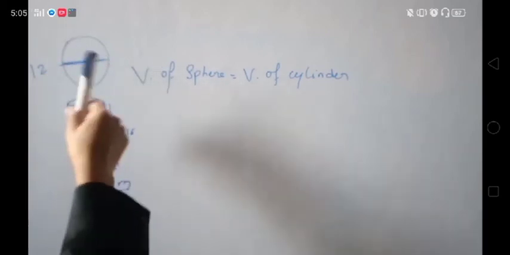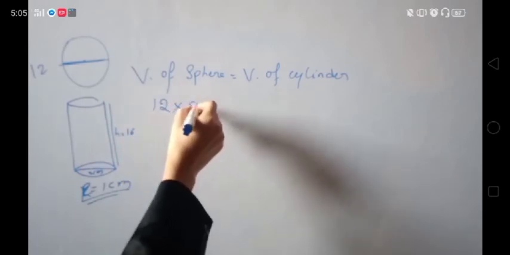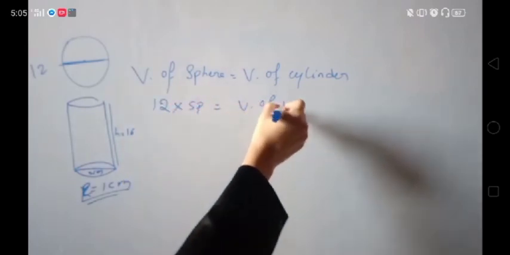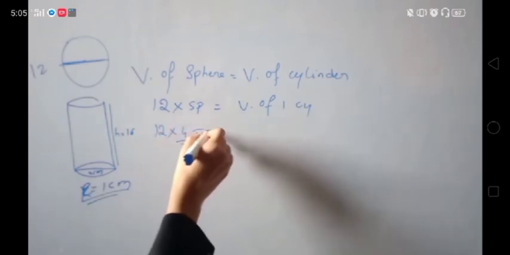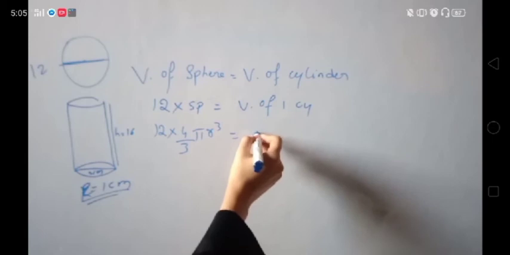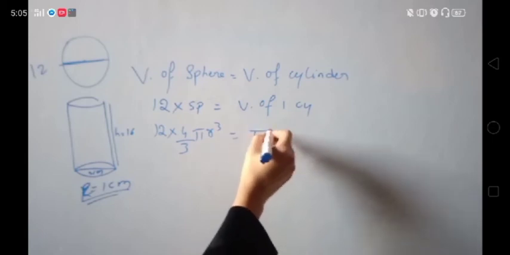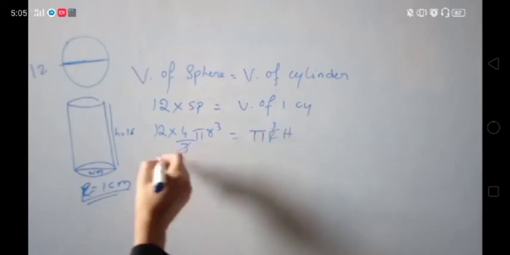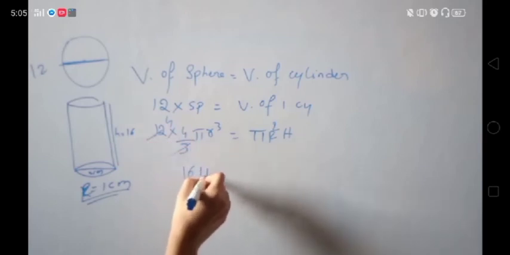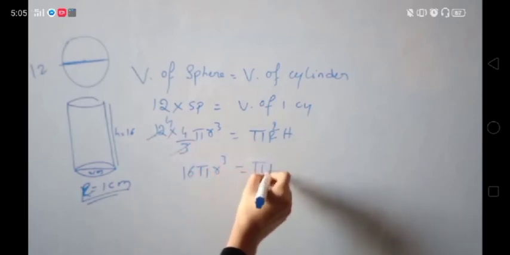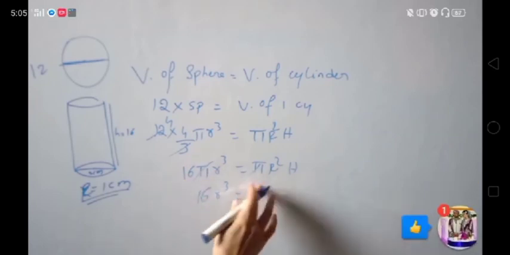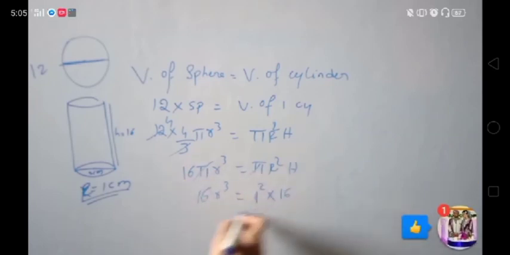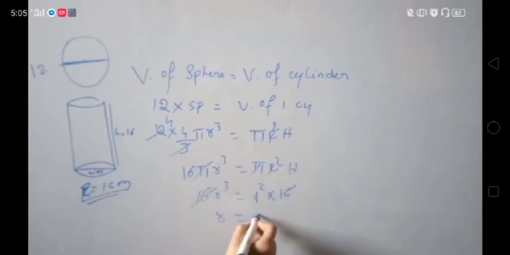So the volume is the same, therefore 12 times the volume of a sphere is equal to the volume of the cylinder. The volume of a sphere is 4 by 3 pi r cube, and the volume of the cylinder is pi r square h. So 3 1s are 3, 3 4s are 12, 4 4s are 16. Pi gets cancelled. 16 r cube is equal to r square h. So h is 16 centimeter, 16 gets cancelled, and r cube is equal to 1.